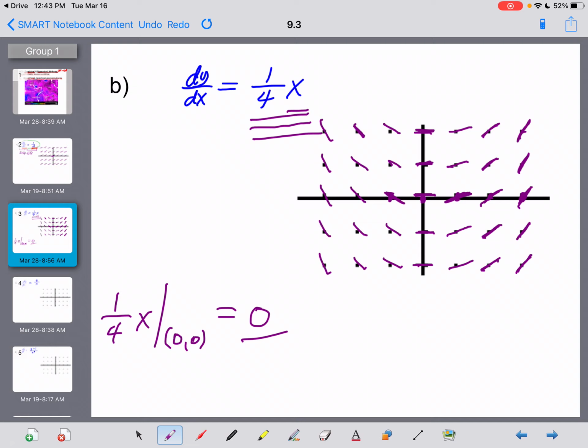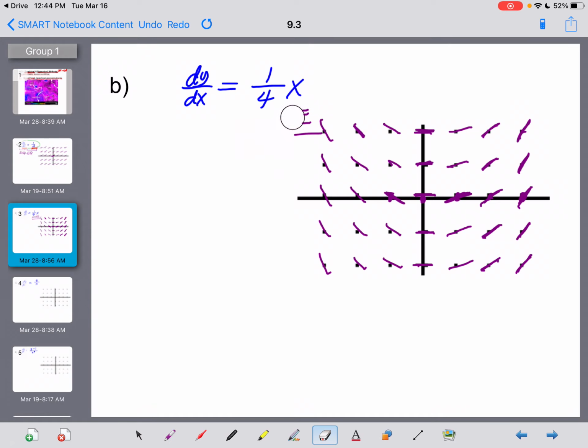And I'm hoping you guys are starting to see my point here. 35 points sounded like a lot to have to think about slope fields at, but in certain cases, when you start to recognize some patterns, you can take some shortcuts and get done a little bit quicker.